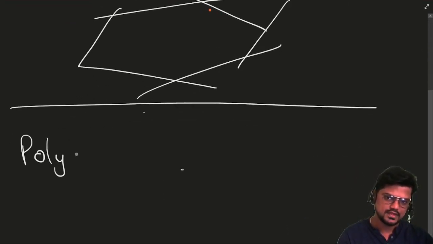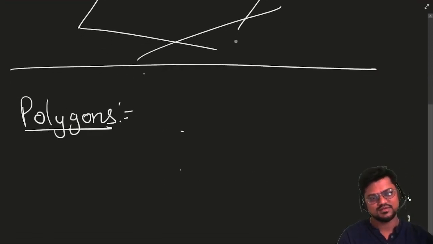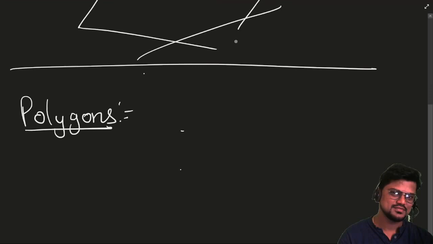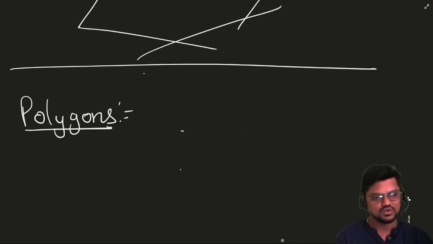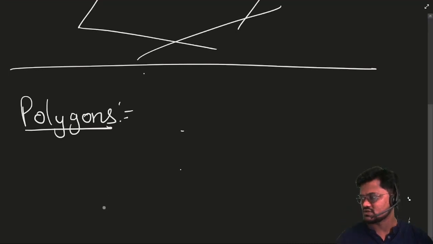Sir, can I? Yeah, please. Sir, polygons are closed figures. That's it? With three or more sides. Yeah. Polygons have three sides or more than three sides. They are also closed figures, but they will have three sides or more than three sides.